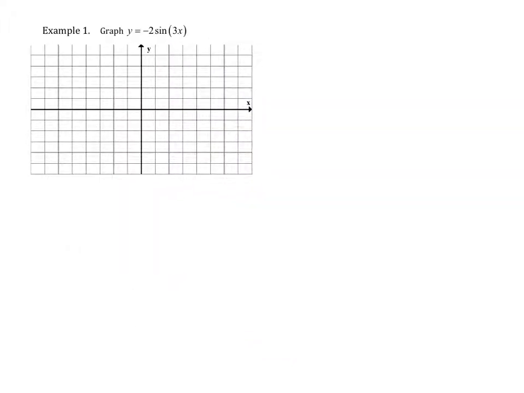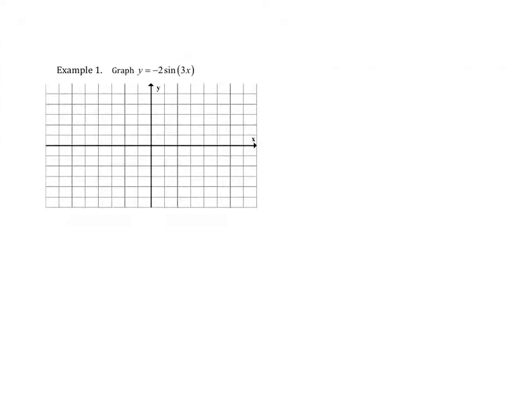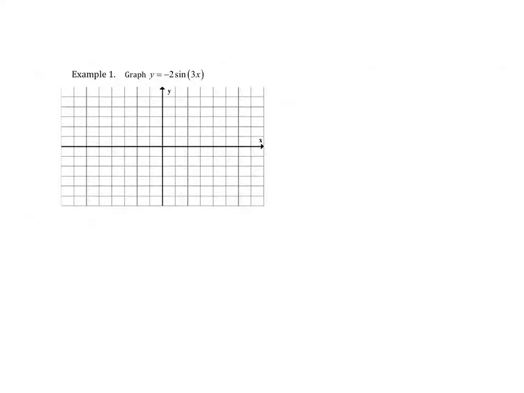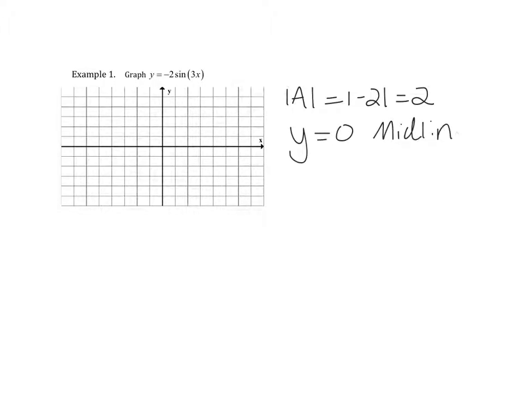Okay, so now I'm going to go through 2 examples of graphing these sinusoidal functions. So the first one is y equals -2 sine of 3x. So I know that the amplitude is the absolute value of -2, which is just 2. The midline is y equals 0, because there's nothing added or subtracted. And then the period is 2 pi over 3.